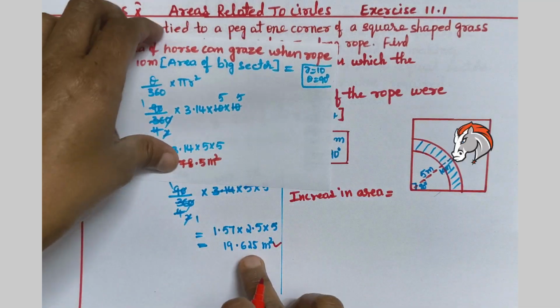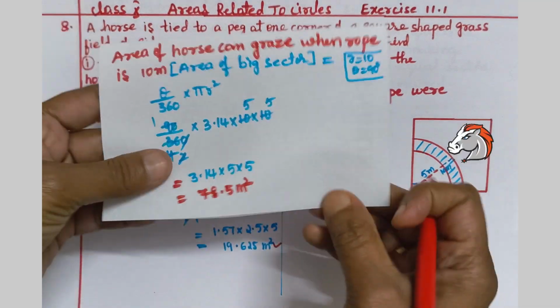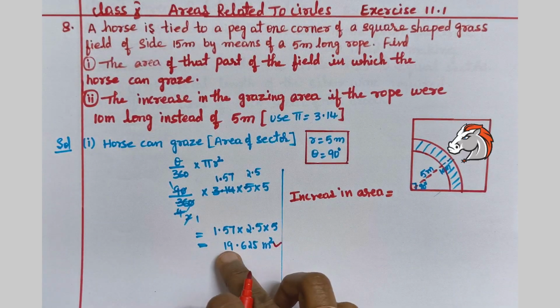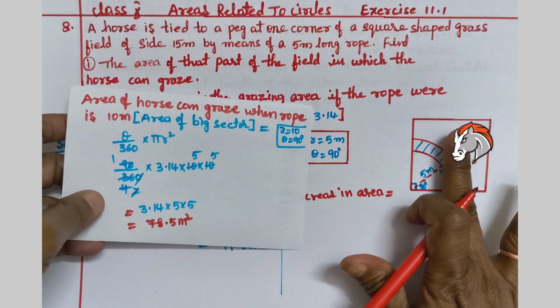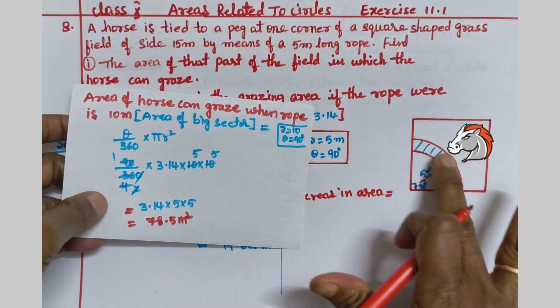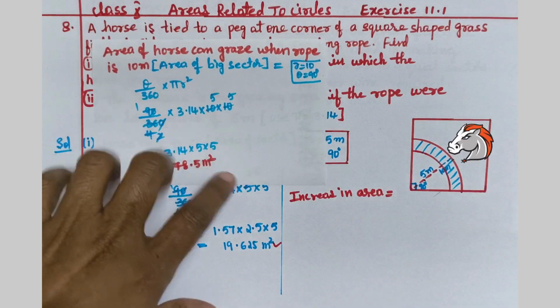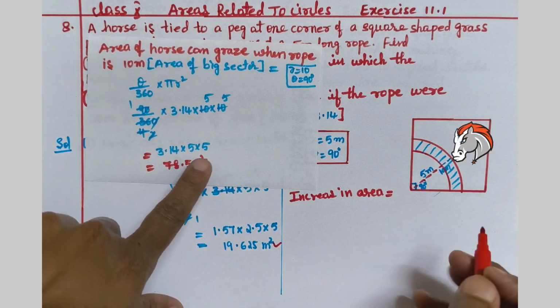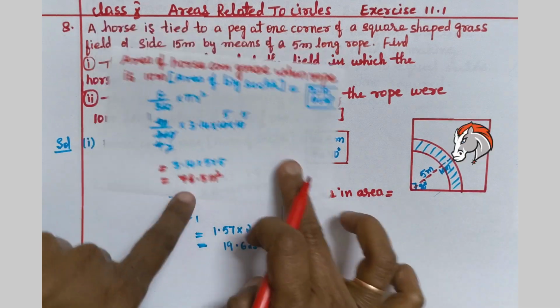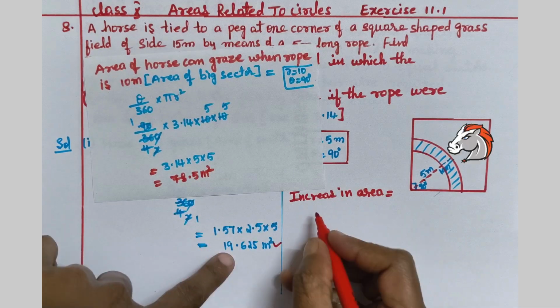Now this is the small sector area. So big sector area minus small sector area means you will get the increased area. This full sector minus this small one means this increased area you will get. Right here, increase in area is equal to big sector area, how much is there? Big sector area 78.5.